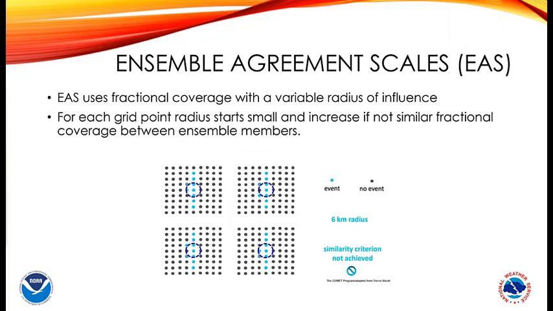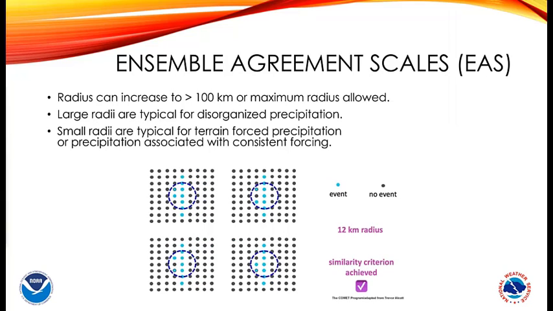So what they do is they use the fractional coverage like we've used before, but instead of a 25-kilometer radius, they start with a 6-kilometer radius, and they continue to see for each ensemble member where it actually matches. And here we do have no, similar criteria not achieved. And then for the next one, they'll expand it out to a 12-kilometer radius and see if they have the criteria. If it's achieved, then they'll calculate the probability. If it doesn't do it at 12, they keep going out. In some places, on certain probability elements, they go out to 100 kilometers.